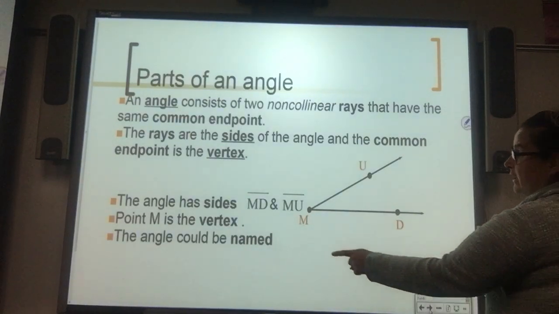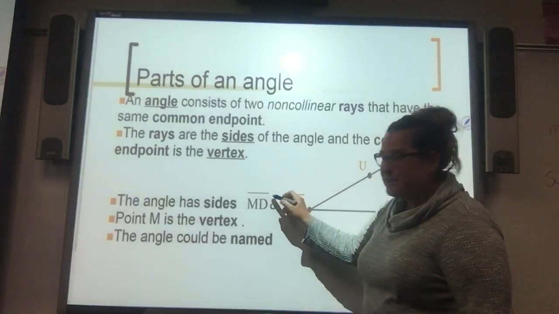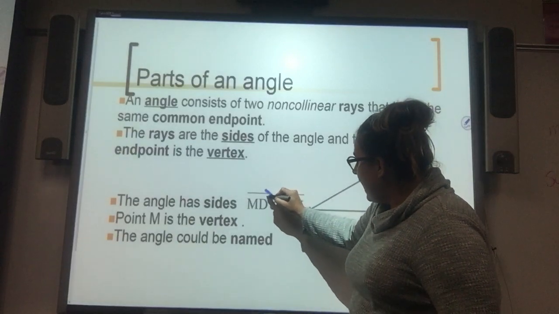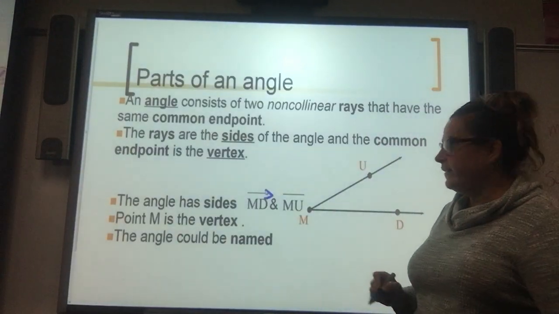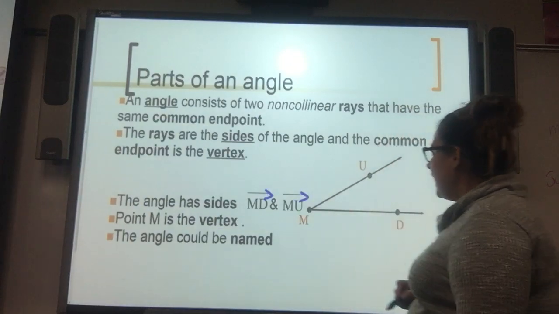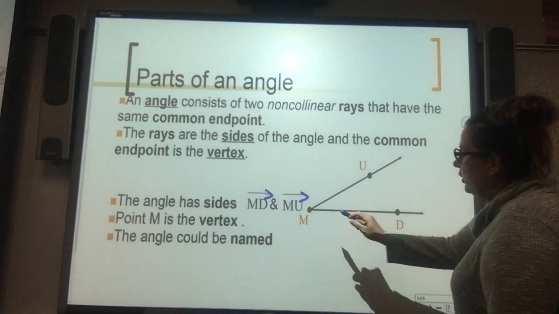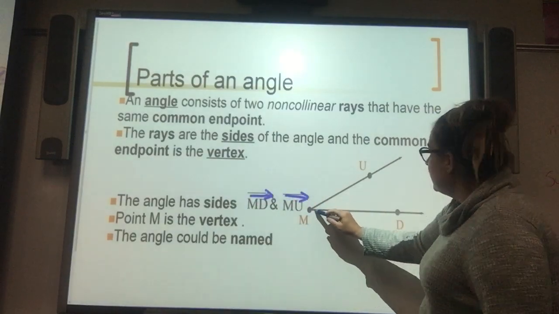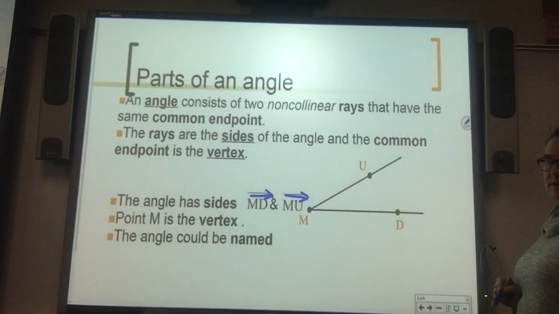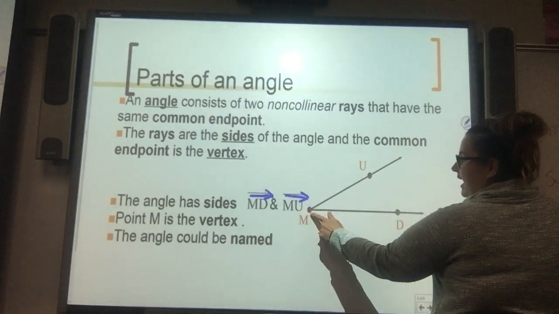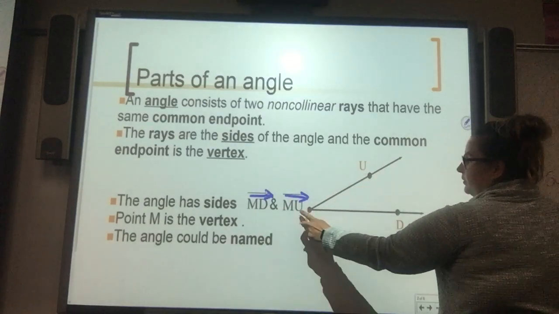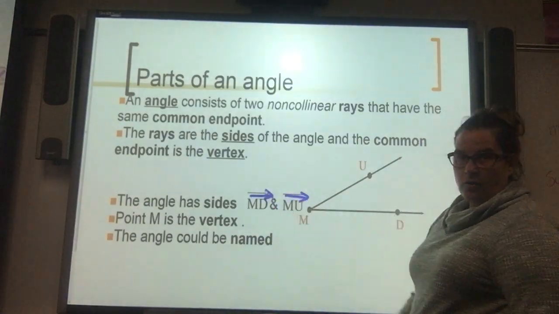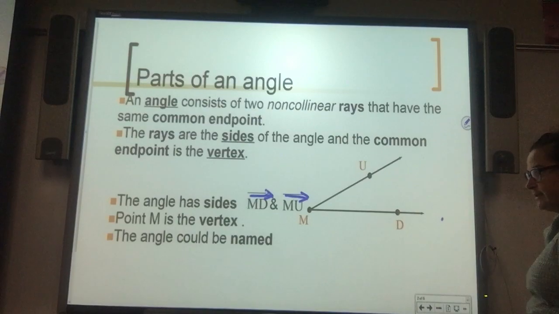So we have right here, notice, and it's hard to see, I'm going to make this a little bit better. The angle has these sides. Ray MD should have an arrow on the end. It's really hard to see on the screen. And ray MU. When you name your rays, you start with the vertex and you go through the other point. So both of them start with M because M is the end point. Ray MU, ray MD. You label it with an arrow, and the arrow has to face to the right.